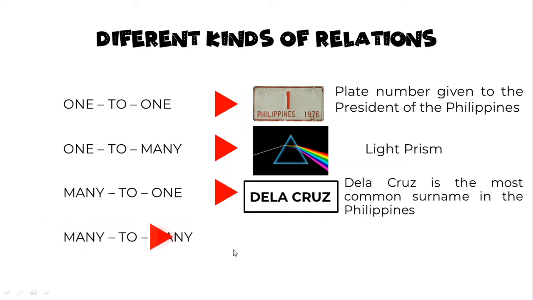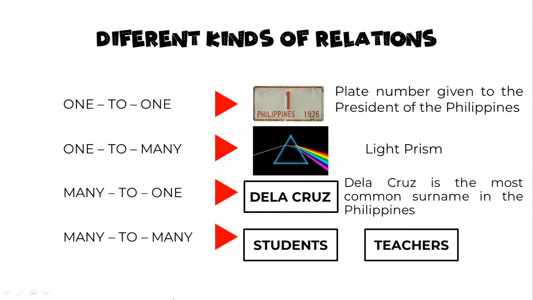Next is many-to-many. So dito naman, students and teachers. So ang students ay maraming naging teachers. Likewise, sa teachers, na maraming naging estudyante. So, tinatawag siyang many-to-many.